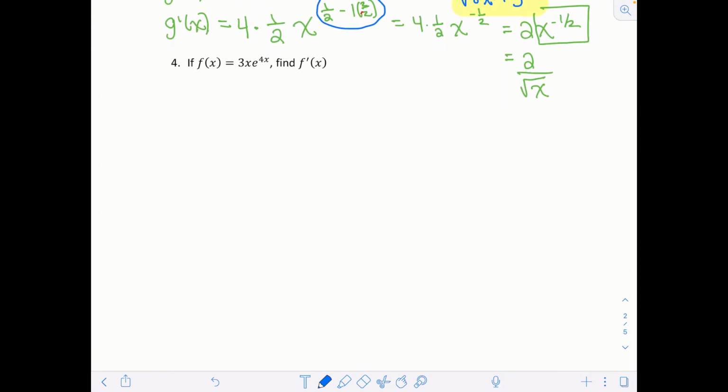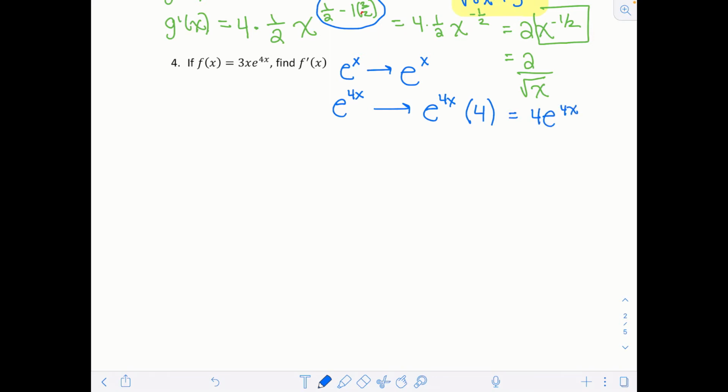Okay, number 4, here's another derivative. Looking at this one, I see that I've got an e in there. So we have a specific derivative rule for e, which is somewhat straightforward, and that derivative of e to the x is just e to the x. But we are going to have to apply the chain rule here, because the exponent is not just an x, it's a 4x. So the derivative for that would actually be e to the 4x. And now this is actually using the chain rule again. So to take the derivative of e to the 4x, we would need to use the chain rule.